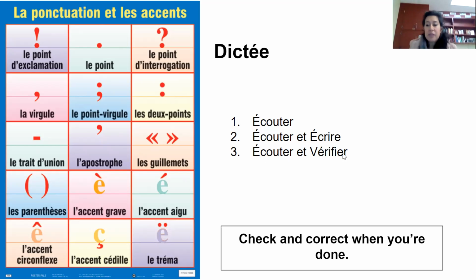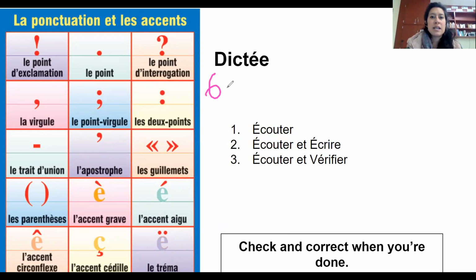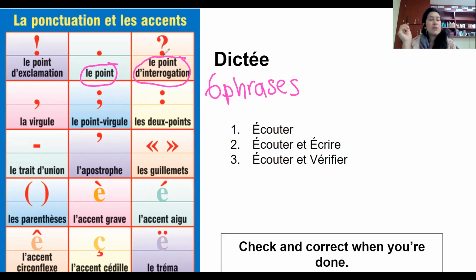Et aujourd'hui, class, so today there are going to be 6 phrases. Let me just write on here for you. Aujourd'hui, il y a 6 phrases. So you're going to have 6 sentences that you're listening for. And listen up for the punctuation today. You're either going to hear point ou point d'interrogation. If you don't hear that, then it's not the end of a sentence. I want you to focus on le point d'interrogation. Pay attention to the accents. I'm not going to tell you where the accents are, but I want you to be able to put those in.